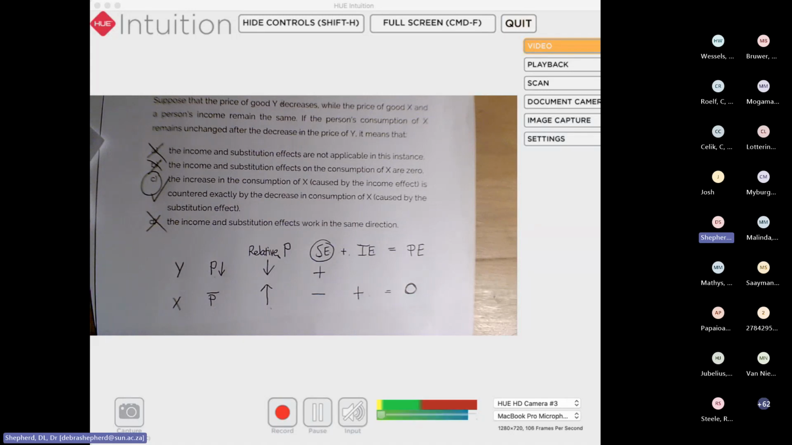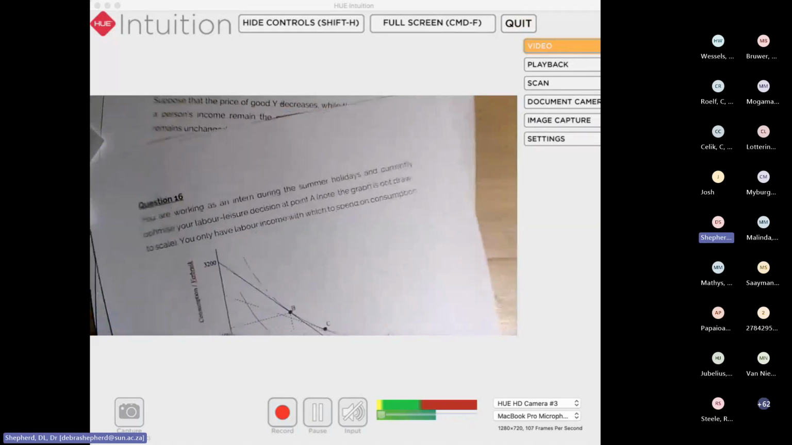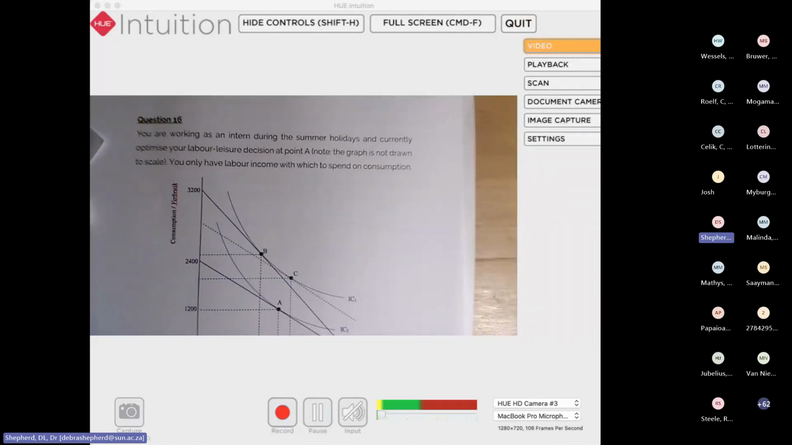Everyone, good for me to go on to question 16? Okay, so now we've seen how this works in theory. Let's now put it in a picture.